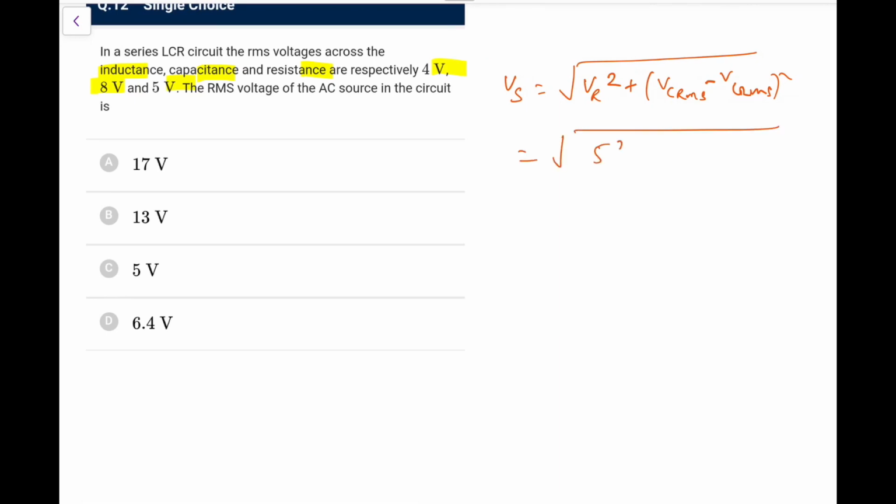So it would be 5 square plus (8 minus 4) that is 4 square, so 5 square plus 4 square, that is under root of 41. Under root of 41 would be 6 point something, so you go for 6.4 volts in this particular case.